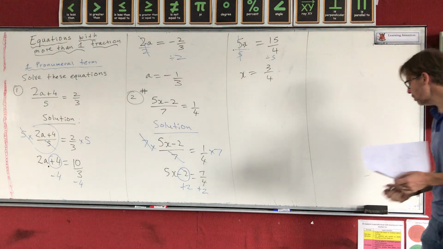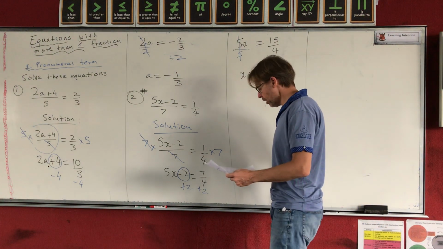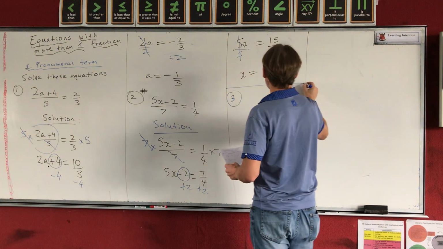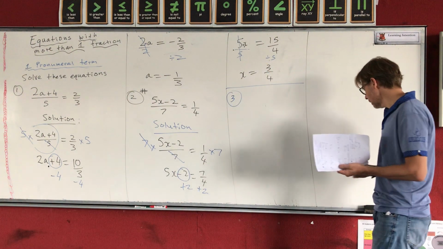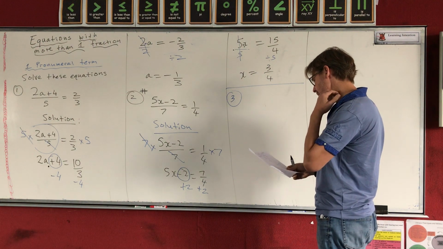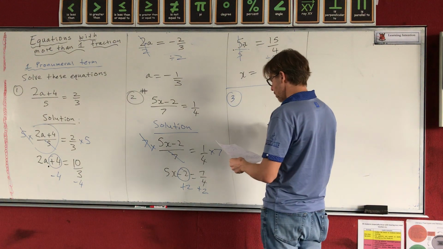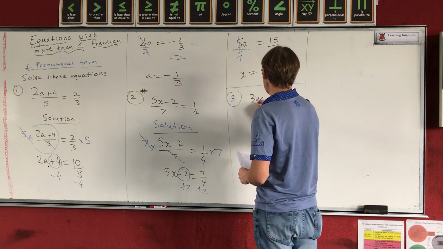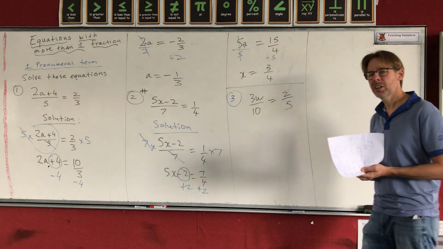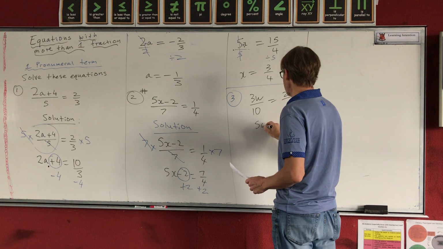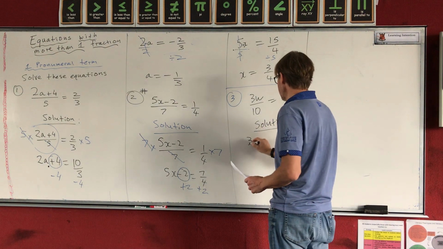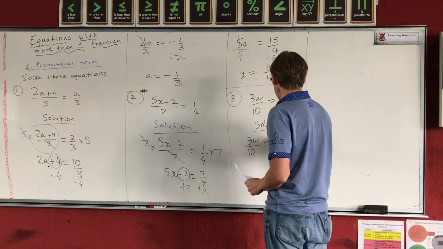Alright. Now let's have a look at another type of question. So, this will be question number 3. I want you to make sure all this is copied down. Question number 3. We have 3w on 10 equals 2 fifths. Okay, so again, what I'd like you to do is write down the word solution. There we go. Write the question again.